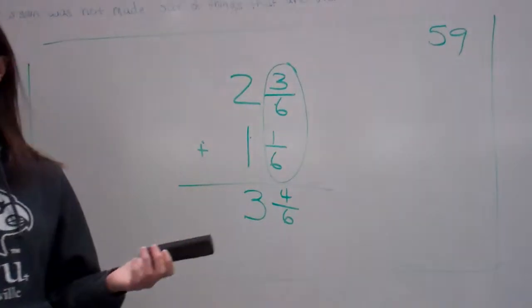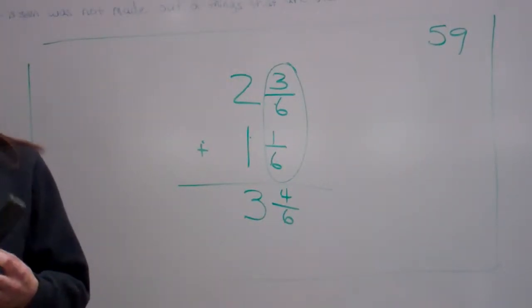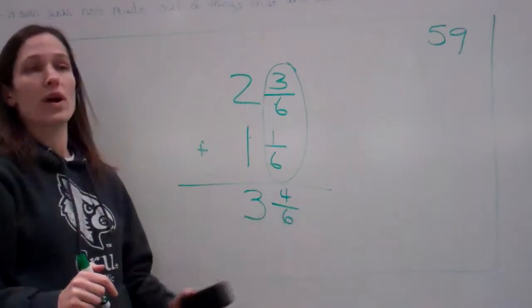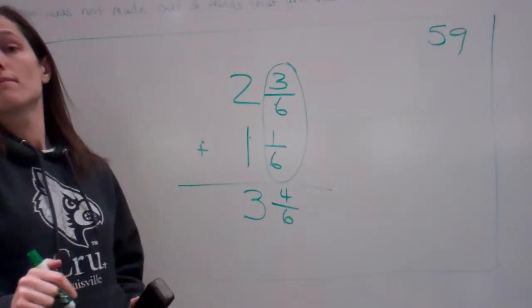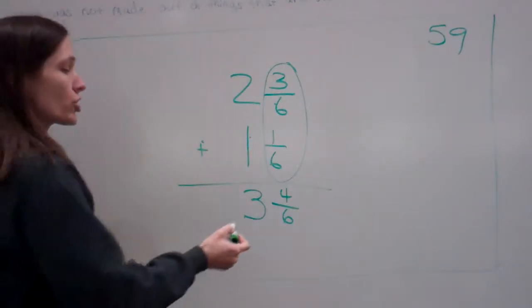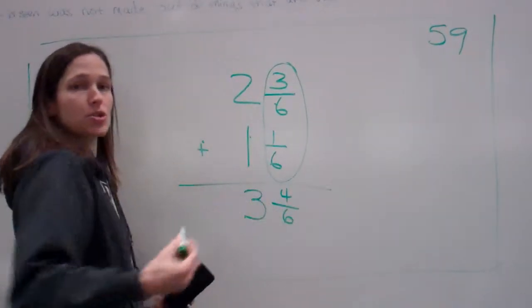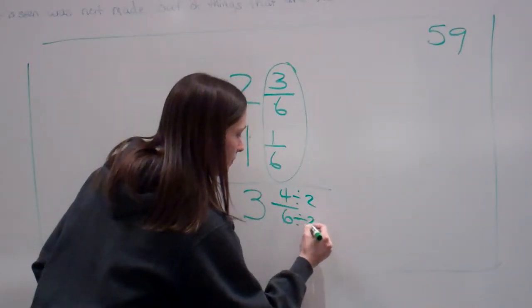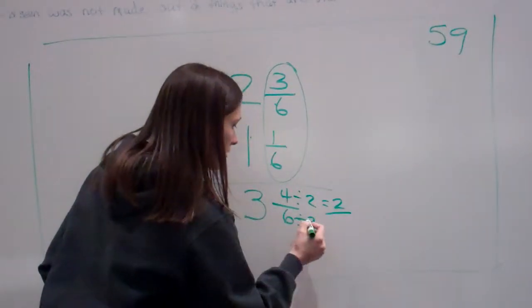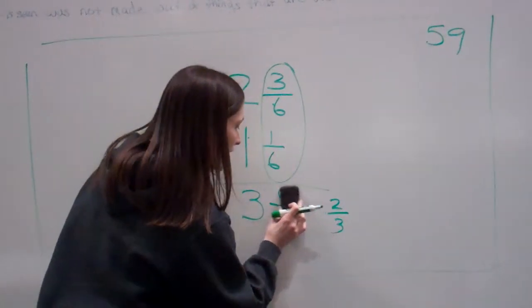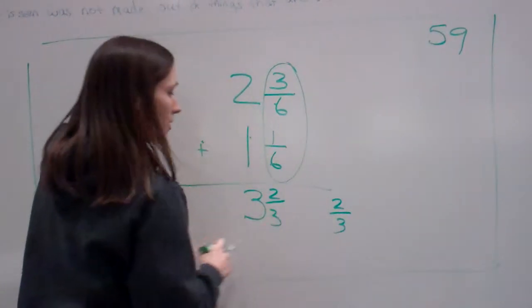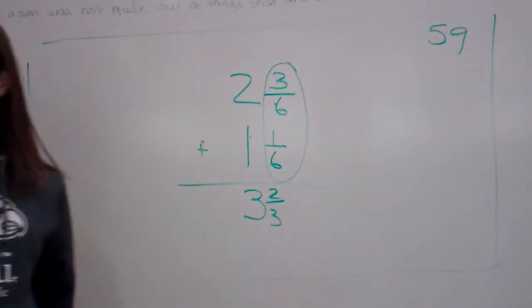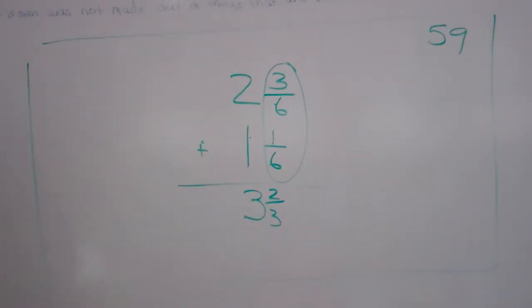Okay, what's wrong with this, Isaac? It can be reduced. Okay, and what can that be reduced by? It would go to 2/3, yes. So what number will go into both 4 and 6 to reduce it? 2. So if I divide it by 2, divided by 2, I would get 2/3. So my final answer would be 3 2/3. Pretty simple? Not even hard at all, right?